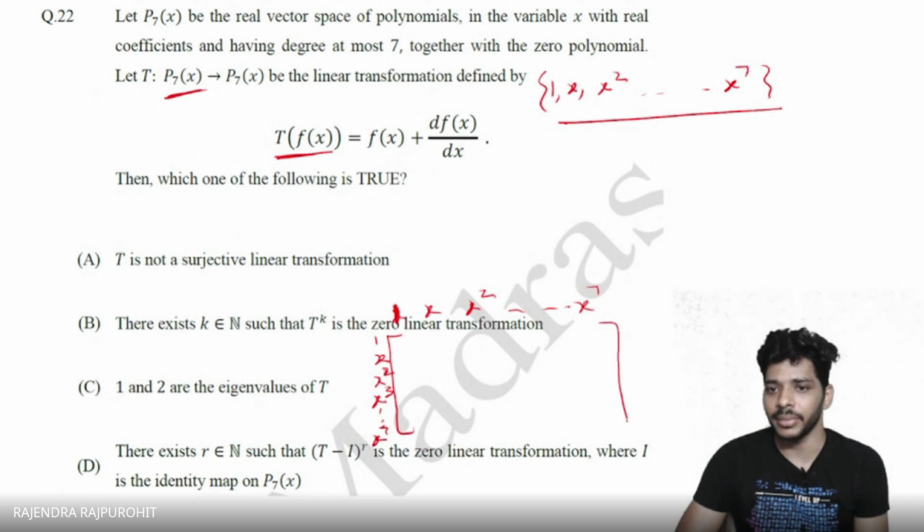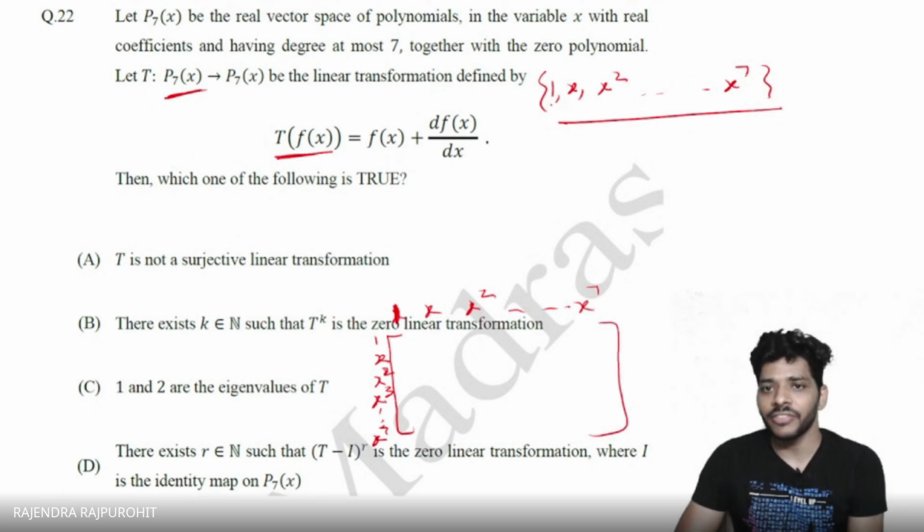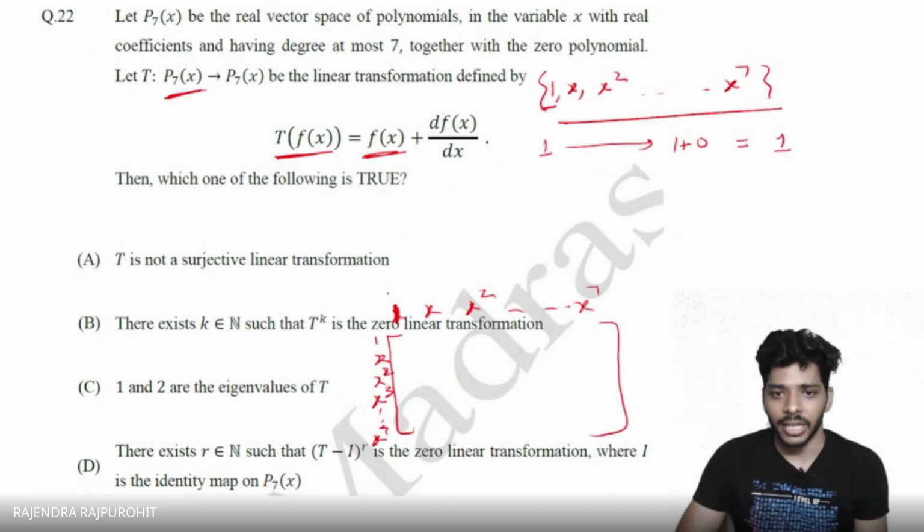This is how I'll be making the matrix. Now I'll find the image of 1 under this map. My 1 is mapped to 1 itself plus the derivative of 1, which is 0. So 1 is mapped to 1. The coefficient is 1, and the rest of the multiples are 0. So my column 1 is the image of this element.